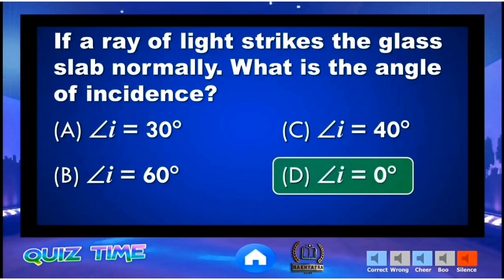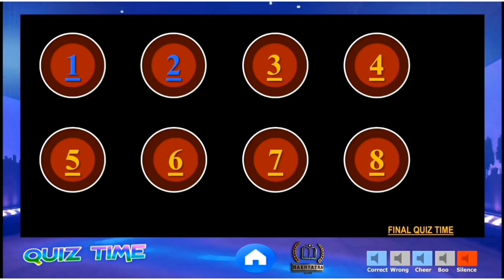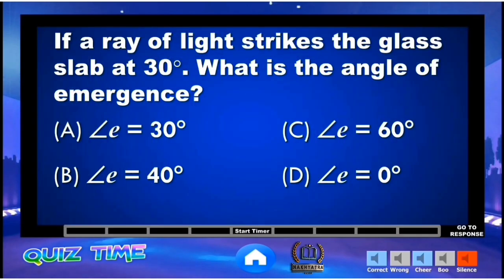Hence the angle of incidence is 0 degree. Clear everyone? Okay, now presenting the third question. If a ray of light strikes the glass slab at 30 degree, what is the angle of emergence? Here you have to find out the angle of emergence. Options are: option A, angle E equal to 30 degree, where angle E means angle of emergence; option B, angle E equal to 40 degree; option C, angle E equal to 60 degree; and option D, angle E equal to 0 degree. Your time starts now.